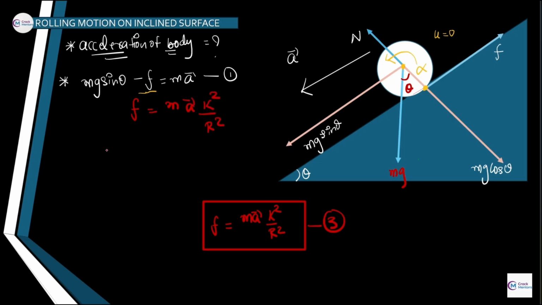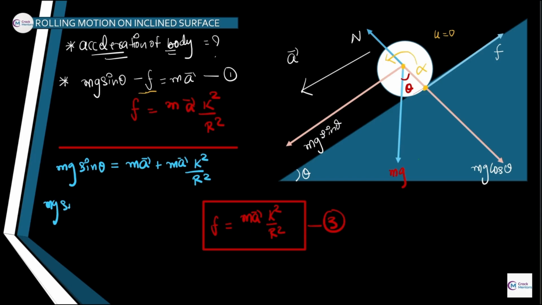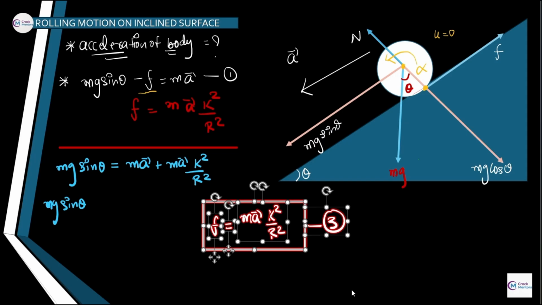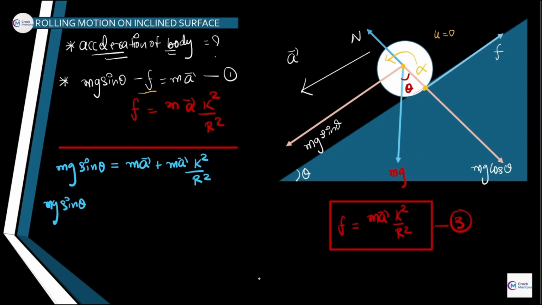Now what is the full and final value that we are having right now? After solving this, mg sine theta is equals to ma plus ma k square upon r square. Okay, now after solving this, mg sine theta is equals to ma times 1 plus k square upon r square, where I have taken ma as common. Okay. Now the acceleration.